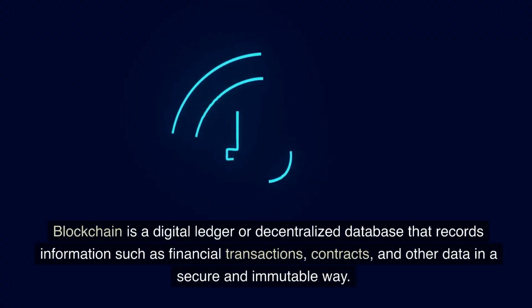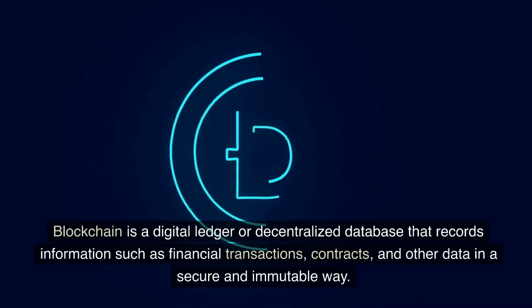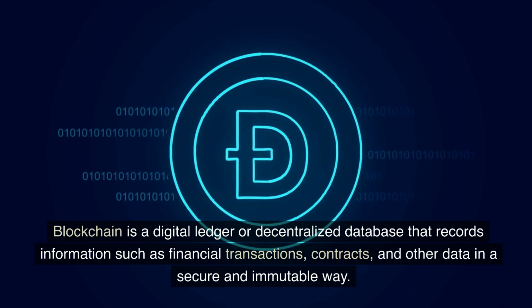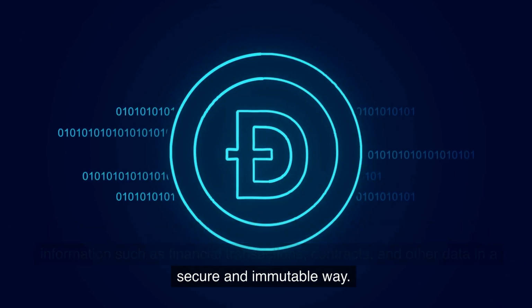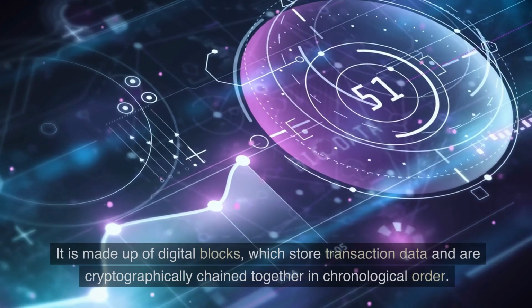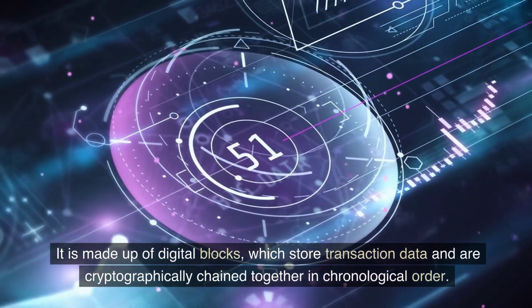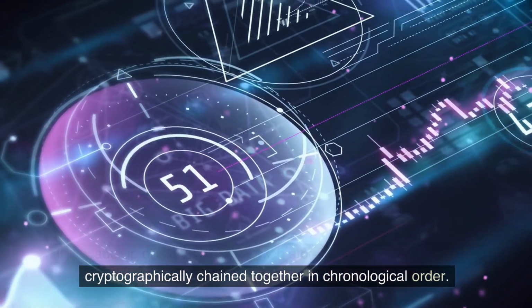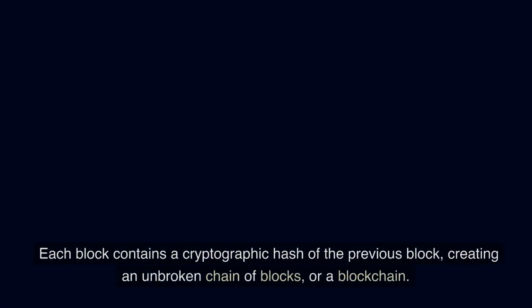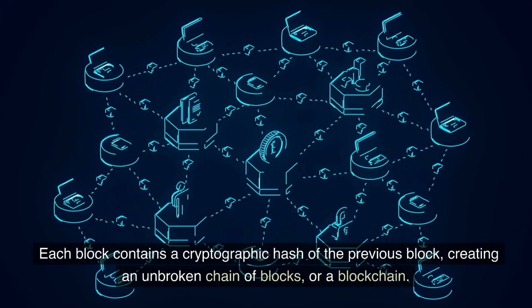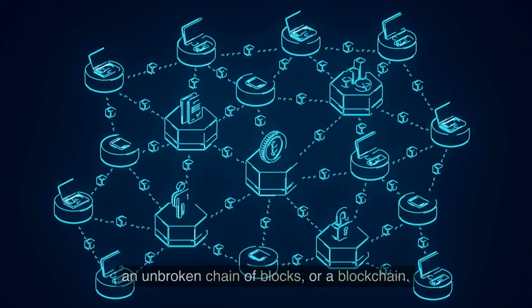Blockchain is a digital ledger or decentralized database that records information such as financial transactions, contracts, and other data in a secure and immutable way. It is made up of digital blocks, which store transaction data and are cryptographically chained together in chronological order. Each block contains a cryptographic hash of the previous block, creating an unbroken chain of blocks, or a blockchain.